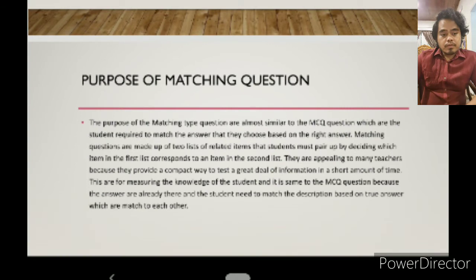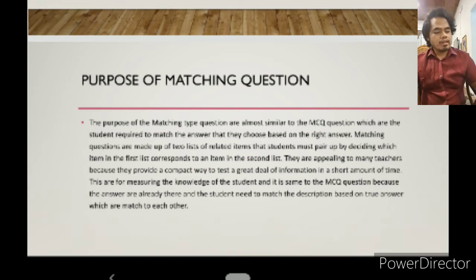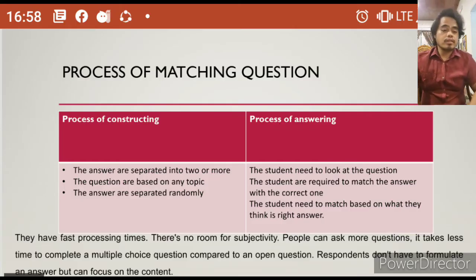So the purpose of the matching question: matching type questions are almost similar to MCQ, where students are required to match and choose based on the right answer. Matching questions are made up of two or more lists of related items that students must pair up by deciding which item in the first list corresponds to the item in the other. So actually in a matching question, they will give you a sentence or a statement and you must match it with the other right statement. If you can match it correctly, then your answer is right. So these are the processes of a matching question.